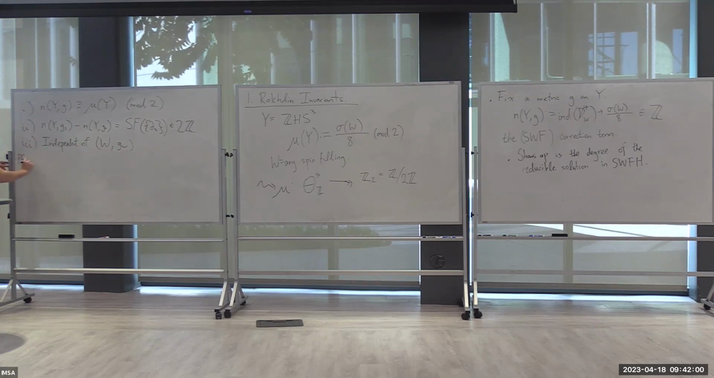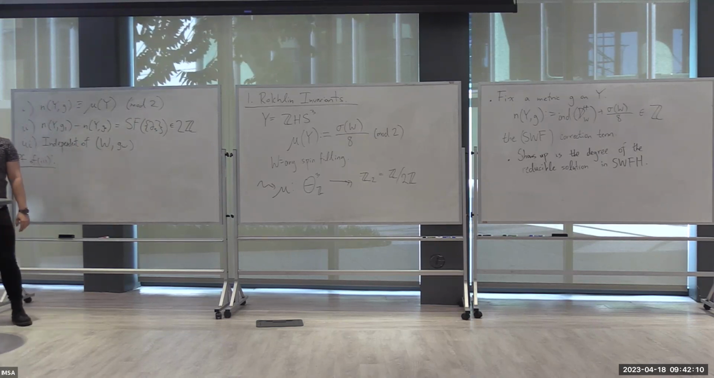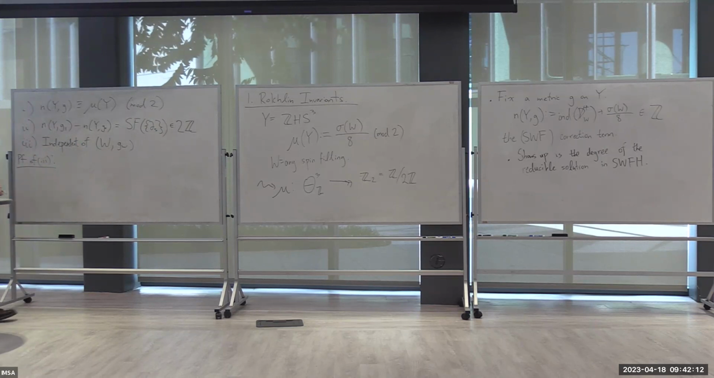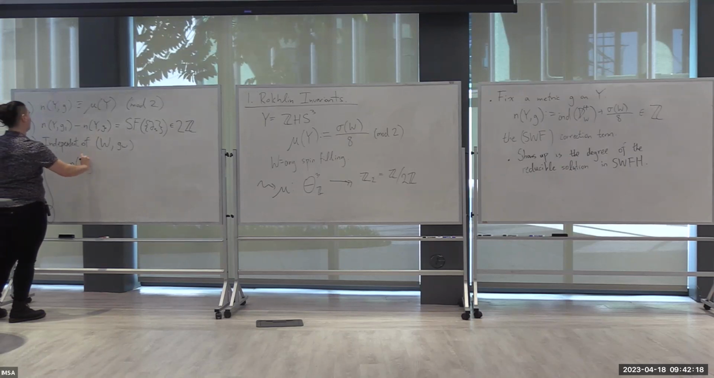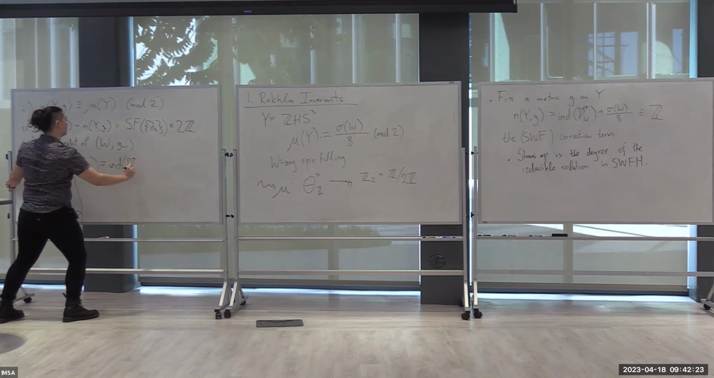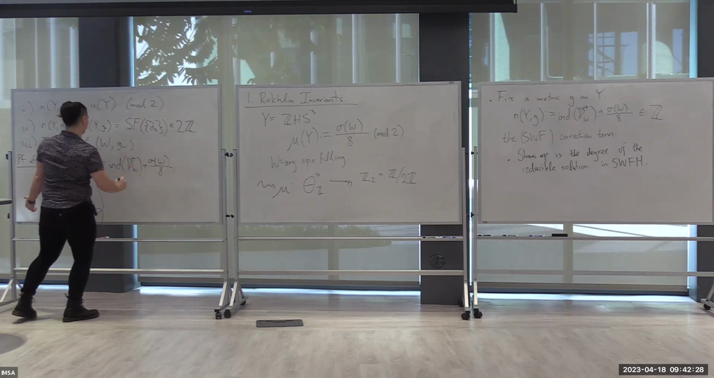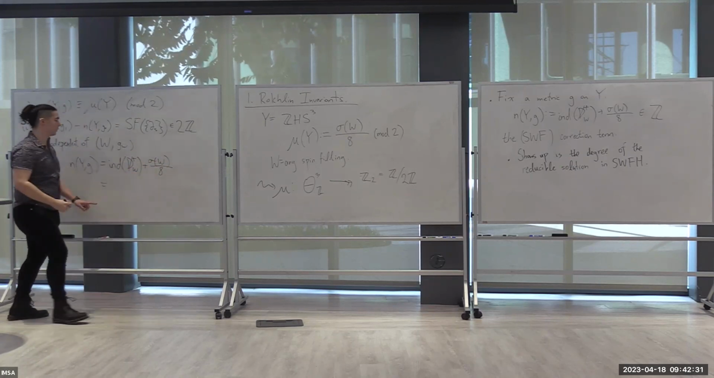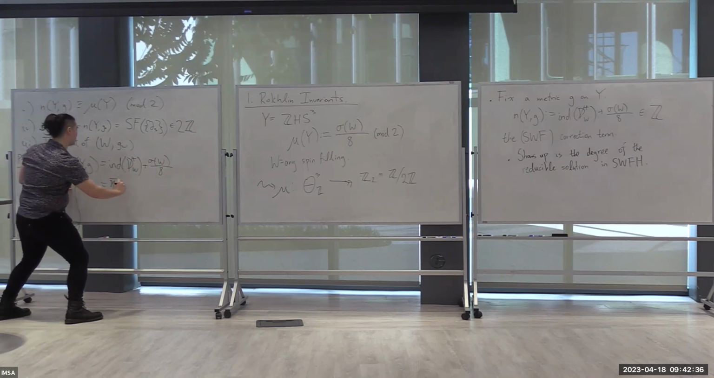Cool. So maybe I'll give a little proof of 3. It basically follows from the Atiyah-Patodi-Singer index theorem for manifolds with boundary. I'll just state the following. I define this as the index of the Dirac operator plus the signature of W over 8. And then by Atiyah-Patodi-Singer, you can write it as the following linear combination of eta invariants.